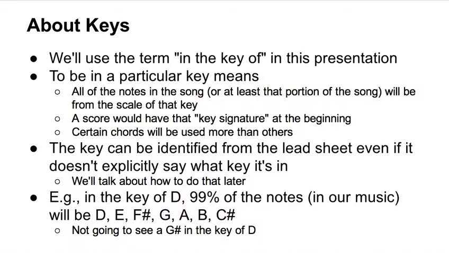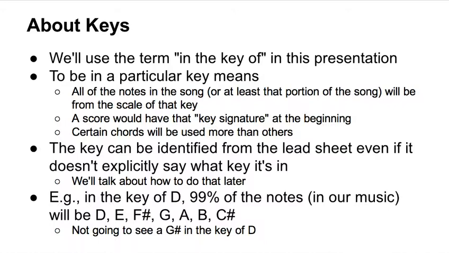One of the fundamental concepts that we'll talk about in this presentation, or one of the things that we need to understand, is when we say that a song is in a particular key. So if we say that a song is in the key of D or a song is in the key of A, what that means is that all of the notes in that song, or at least that part of the song or most of the song, are going to be from the scale of that key. So if we're in the key of D, the only notes, or most of the notes in the song, are going to be D, E, F sharp, G, A, B, C sharp, and D.